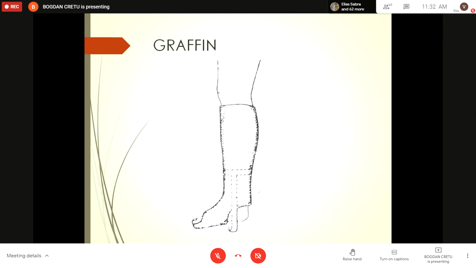This is the graphene immobilization. We use it usually for calcaneus fractures. All the forces that arise in the lower leg will go through the anterior part and middle part of the foot, will go to the calf and to the knee and so on. It will avoid the posterior part of the leg where the calcaneal fracture is.